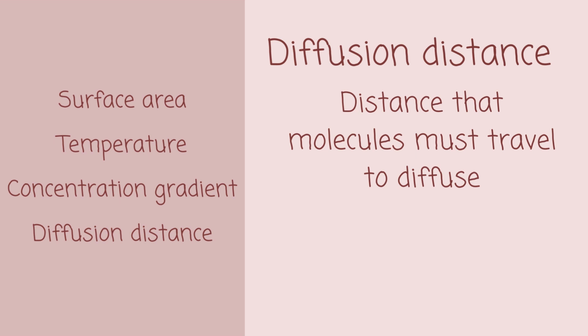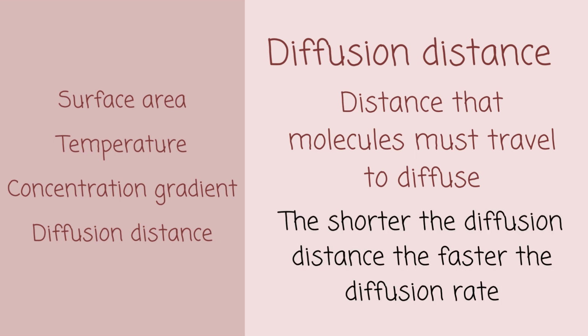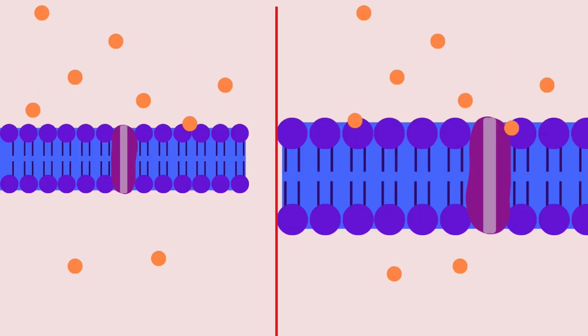Diffusion distance is the physical distance that molecules must travel to diffuse. The shorter the diffusion distance, the faster the rate of diffusion. Particles diffuse faster through a thin membrane than a thick membrane.